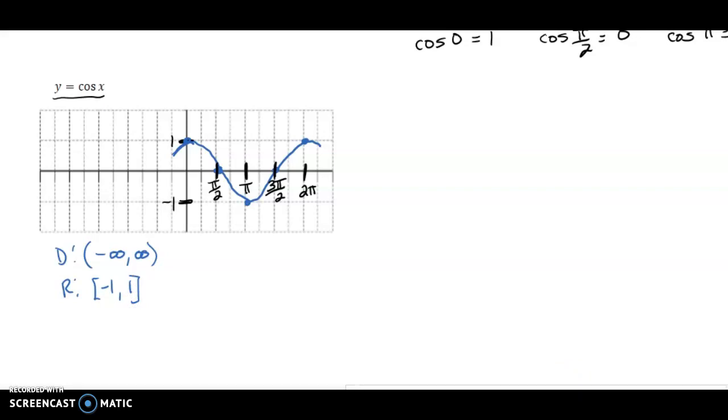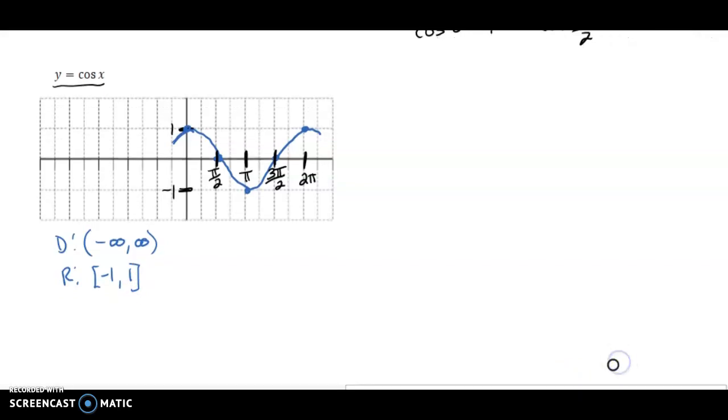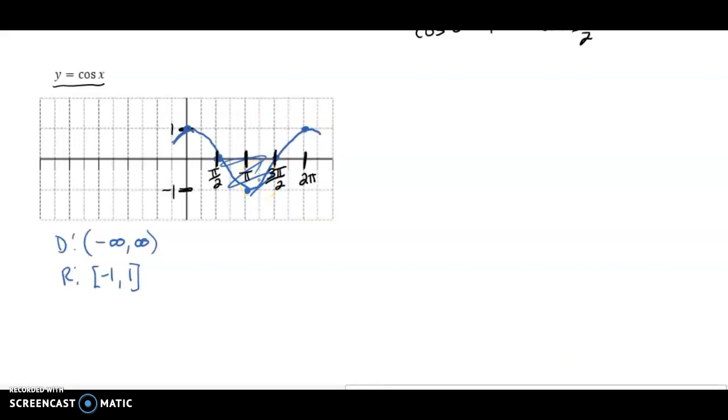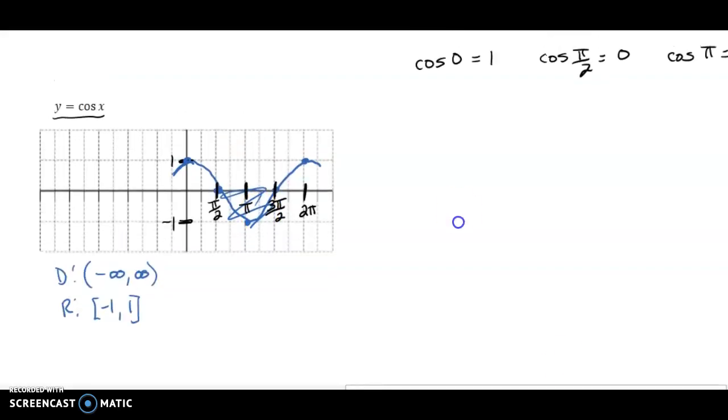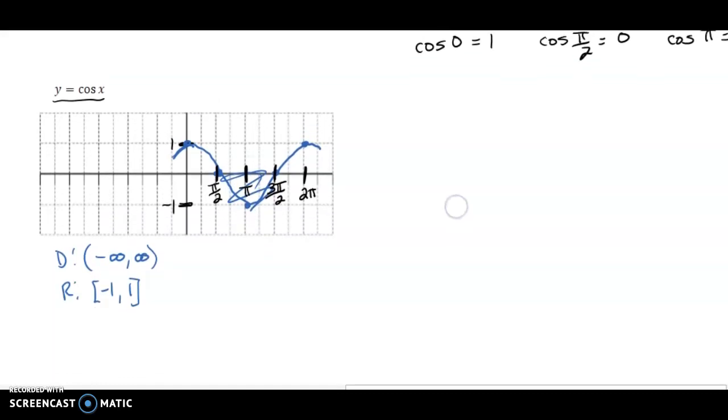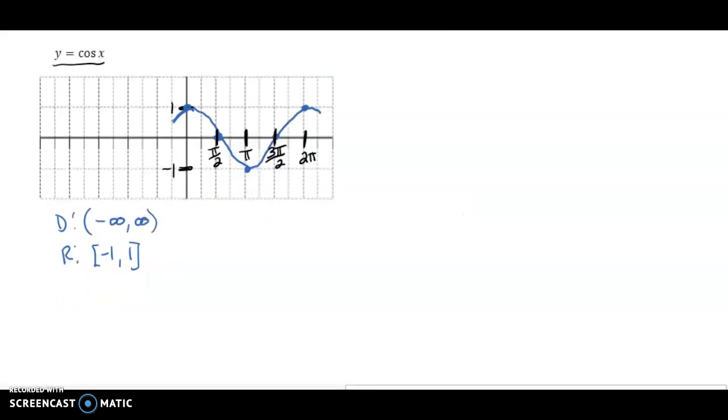Once again, memorize this. A lot of people have trouble with this middle portion, right down here. This middle portion is where people have trouble graphing, because you have to go below the x-axis or the midline. But it is important to memorize this.